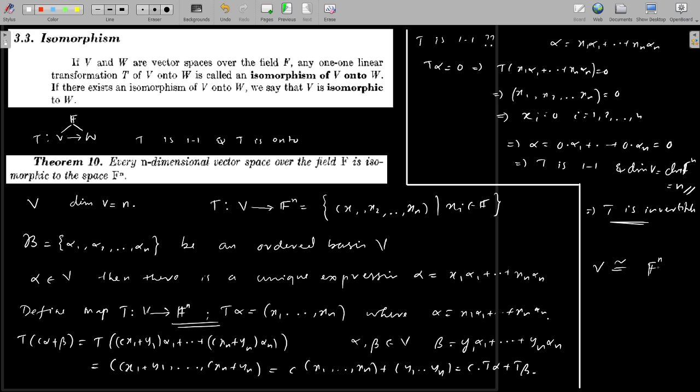Okay. In order to prove two vector spaces are isomorphic, we need to establish the existence of an isomorphism from V onto the other vector space. So this shows that any n-dimensional vector space is isomorphic to Fn. With this, we can conclude section 3.3 as well. In the next lecture, we will discuss the representation of a linear transformation using matrices. Thank you.